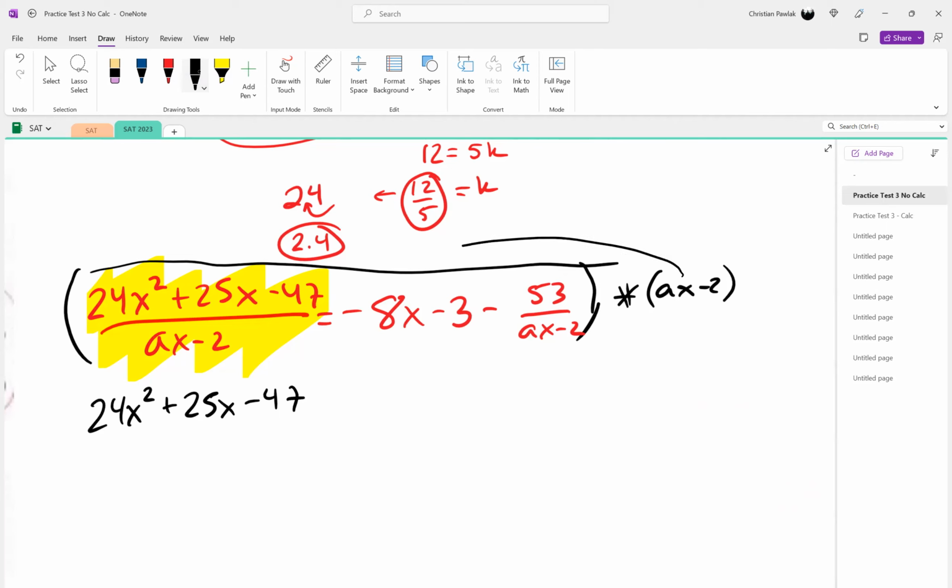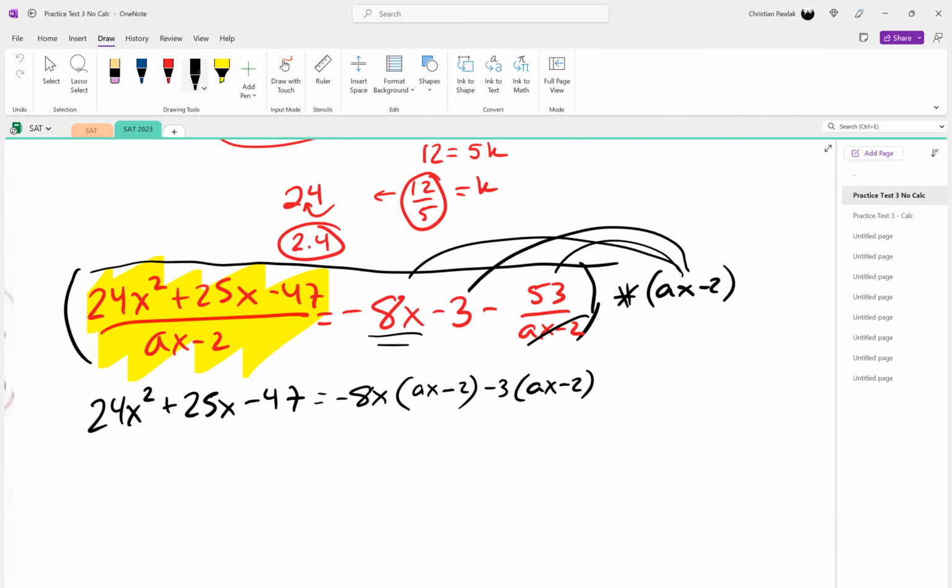Now, if I multiply ax minus 2 times negative 8x, well, that's going to make things a little bit more complicated, but it's worth it. So I'm going to write it like this for a second. I'm going to multiply ax minus 2 times negative 3, ax minus 2. And I'm going to multiply ax minus 2 times the last one, but then the denominator again cancels, so it's just minus 53.